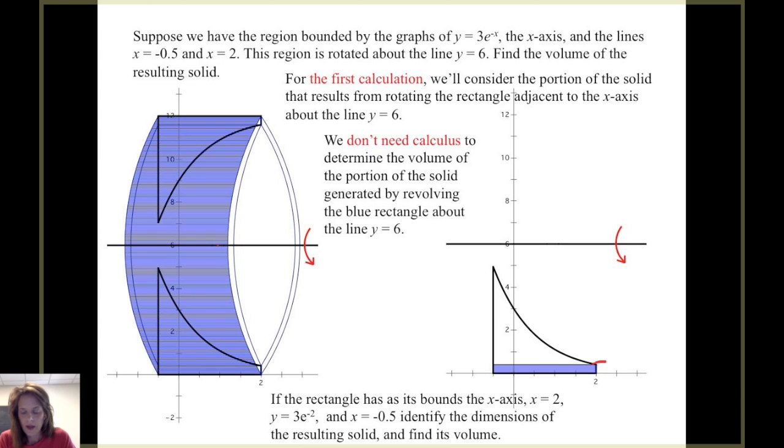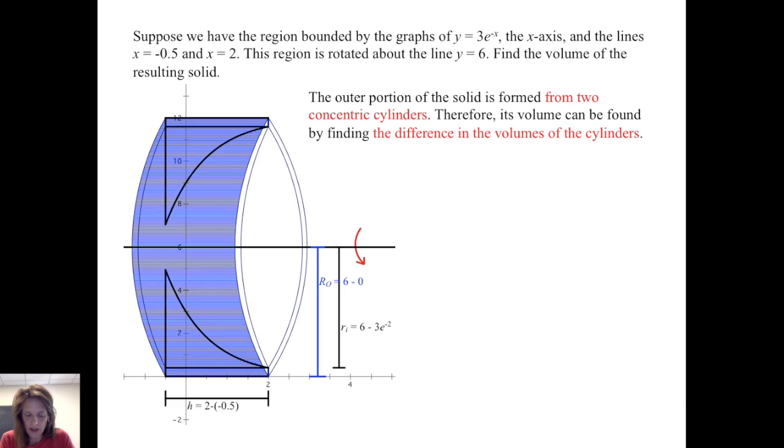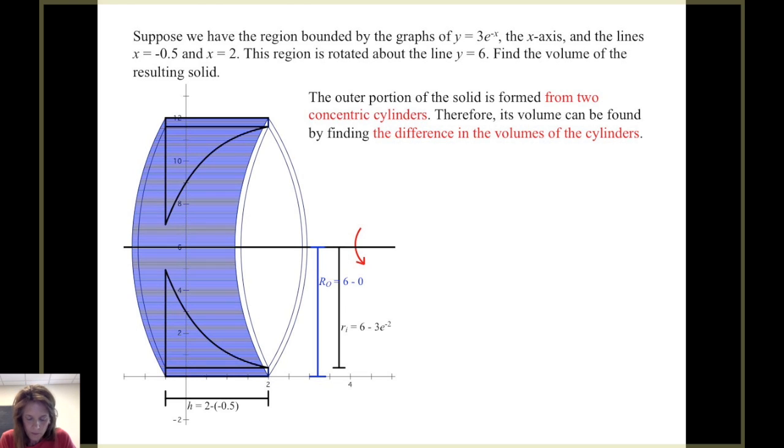Now, if you notice in this solid, it's actually two concentric cylinders, and so therefore we can find the volume by finding the difference in the volumes of the cylinders. Recall that the volume of a cylinder is the area of the base, pi r squared, times the height. So if I want to find the difference in those volumes, I need to find the radii. So the radius of the outer cylinder is going to be determined by this axis of revolution at y equals 6 down to the y-axis at y equals 0.